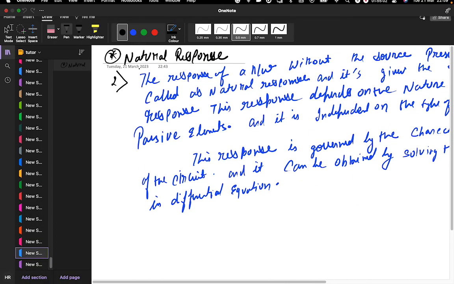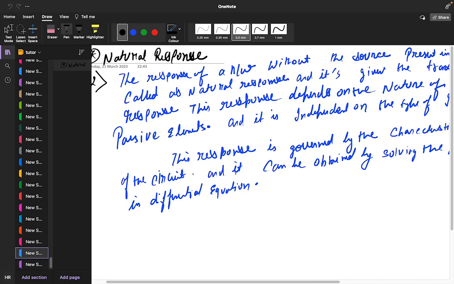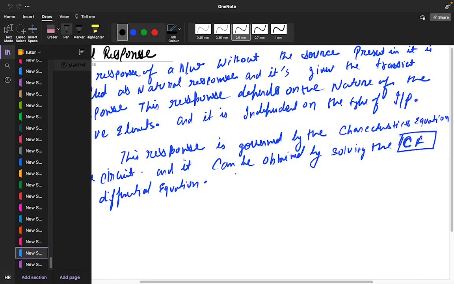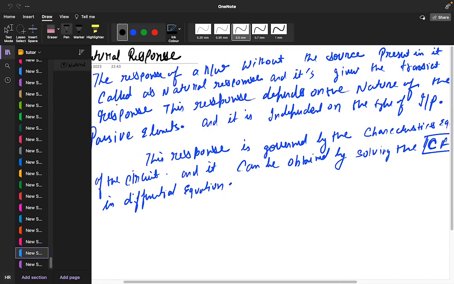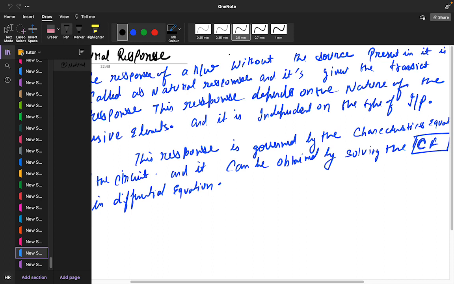So natural response, you did it. For natural response, your input voltage will be 0. The response of a network without the source present in it. So that's why we neglected the source for finding the complementary functions.